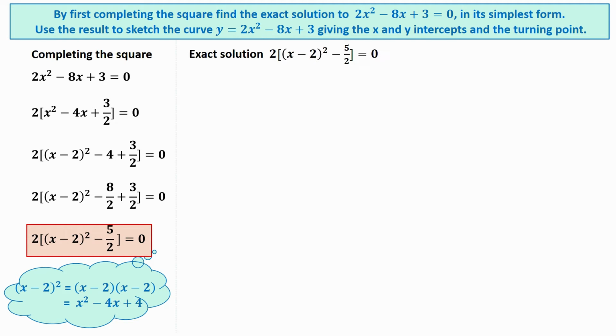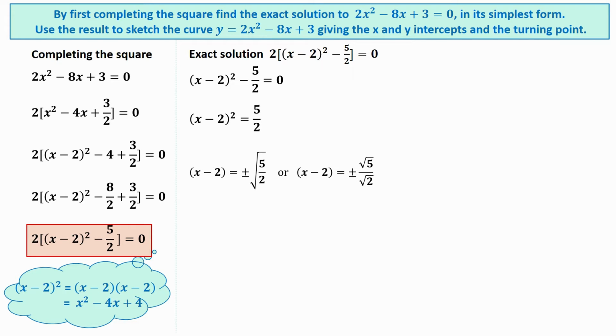To solve this equation, first divide both sides by 2. Add 5 over 2 to both sides. Then find the square root of both sides, writing plus or minus, since the square root of a positive number always has a positive and negative value.